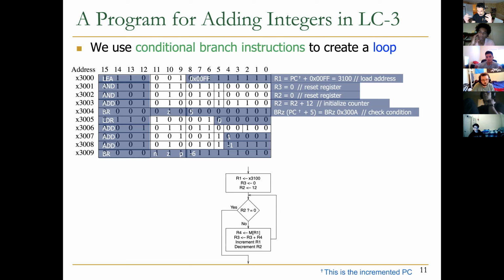When we go to the loop for the first time, R2 is 12. So obviously the branch would not happen because it is 12. But we will see when it would branch. The next one is basically saying where we want to go, right?